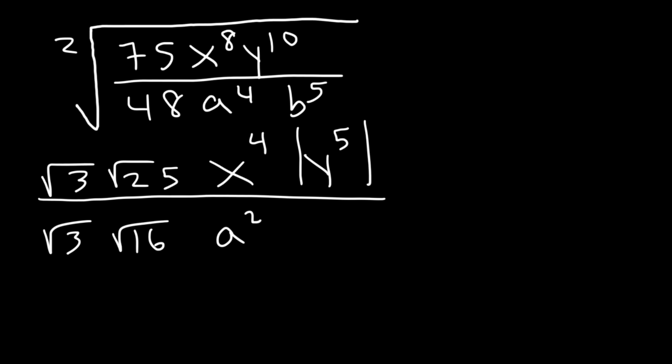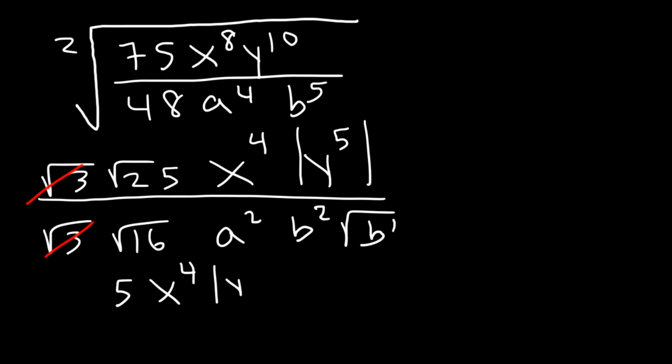and the square root of b to the 5th, that's basically, 2 doesn't go into 5 evenly. 2 goes into 5 2 times, with 1 remaining. So therefore, we're going to have a b inside the radical. Now we can cancel the square root of 3. The square root of 25 is 5. So we have 5x to the 4th, y to the 5th, and the square root of 16 is 4.